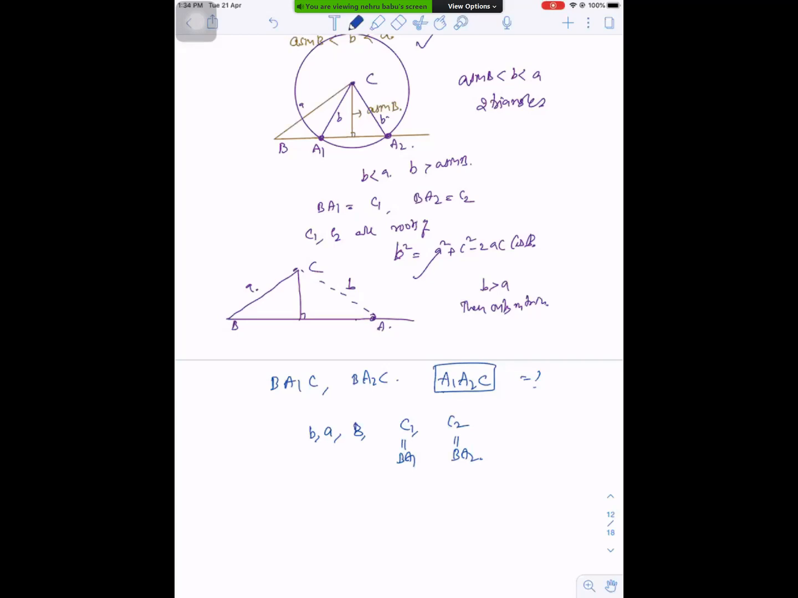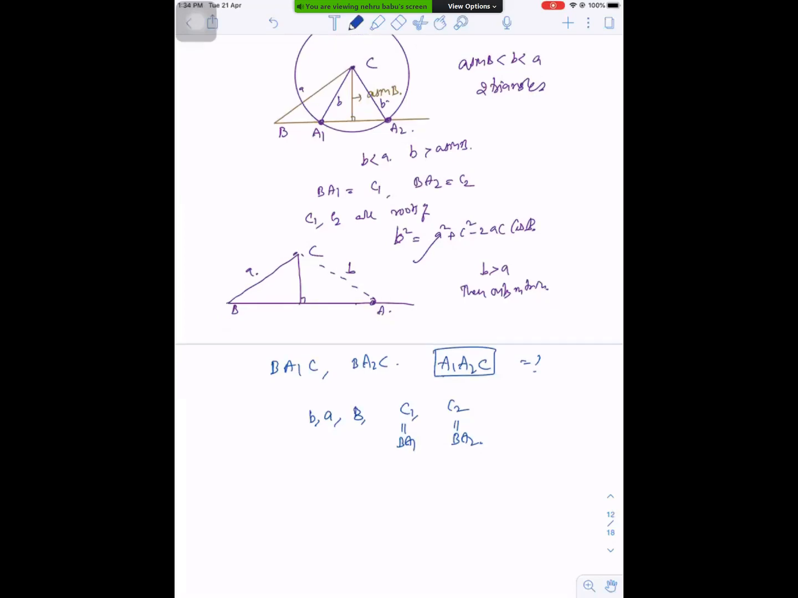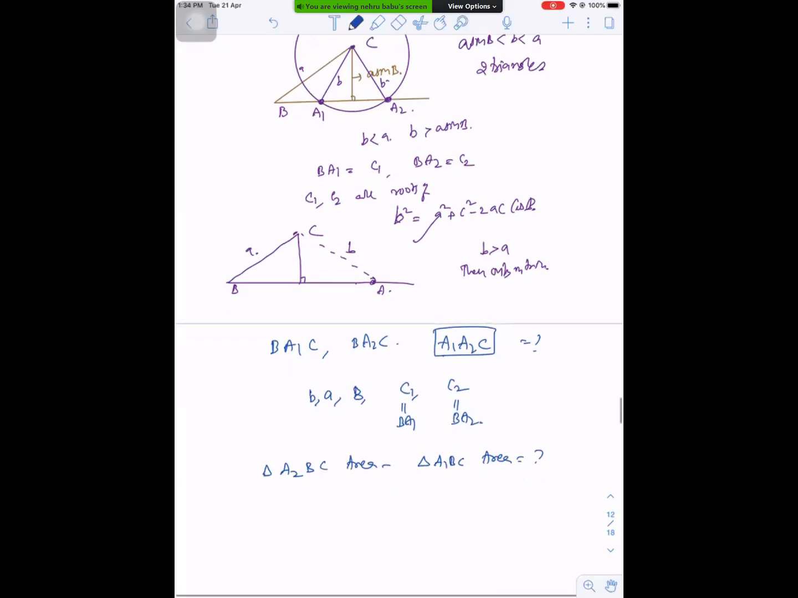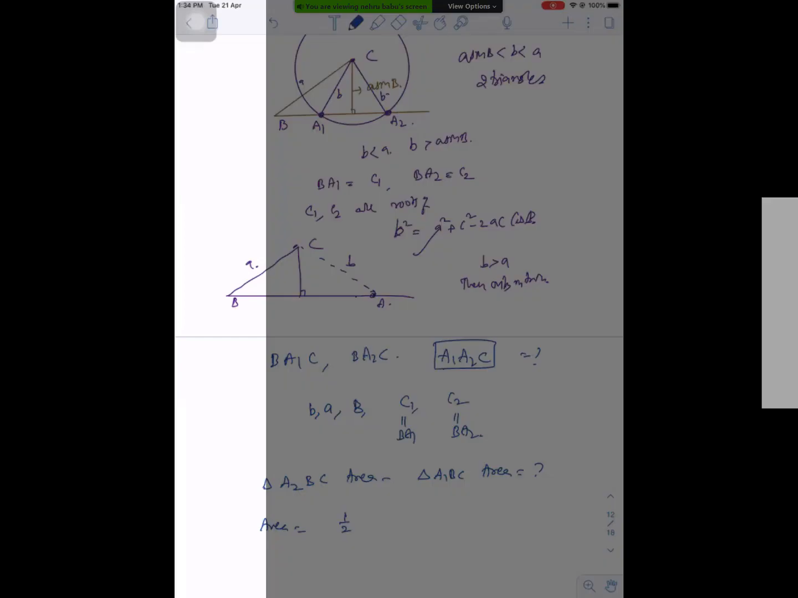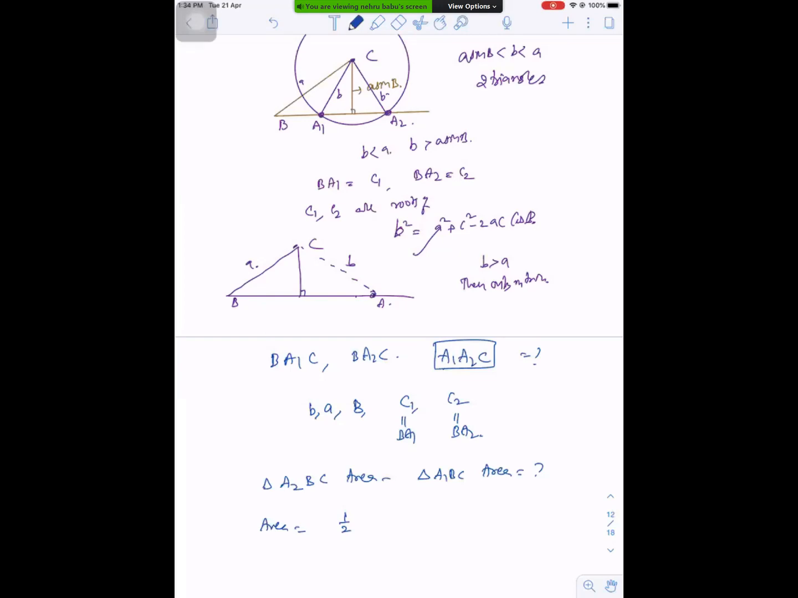For example, if they are asking what is the difference between these two areas, how to find it? If you observe, the difference between areas is triangle A2BC area minus triangle A1BC area, if they're asking this. But the idea is, if you observe, the area is exactly the same as, like in the above diagram, triangle C A1 A2 area. So that is triangle A1 A2.